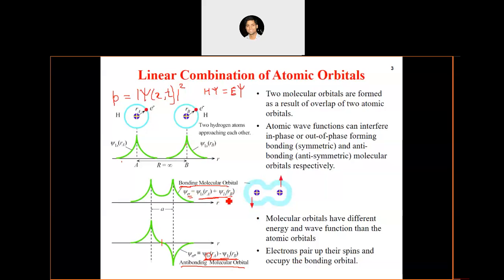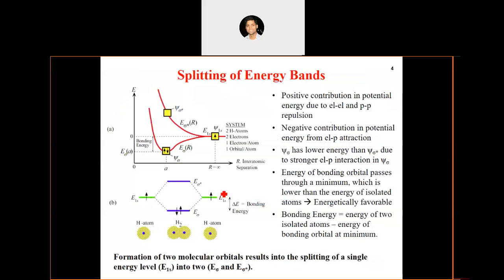The electrons will pair up their spins. There will be one electron from each hydrogen atom, so the total number of electrons will be two, and they will pair up their spins and go and sit in the bonding molecular orbital. They will occupy the bonding molecular orbital. That is what we can see in this picture also here.